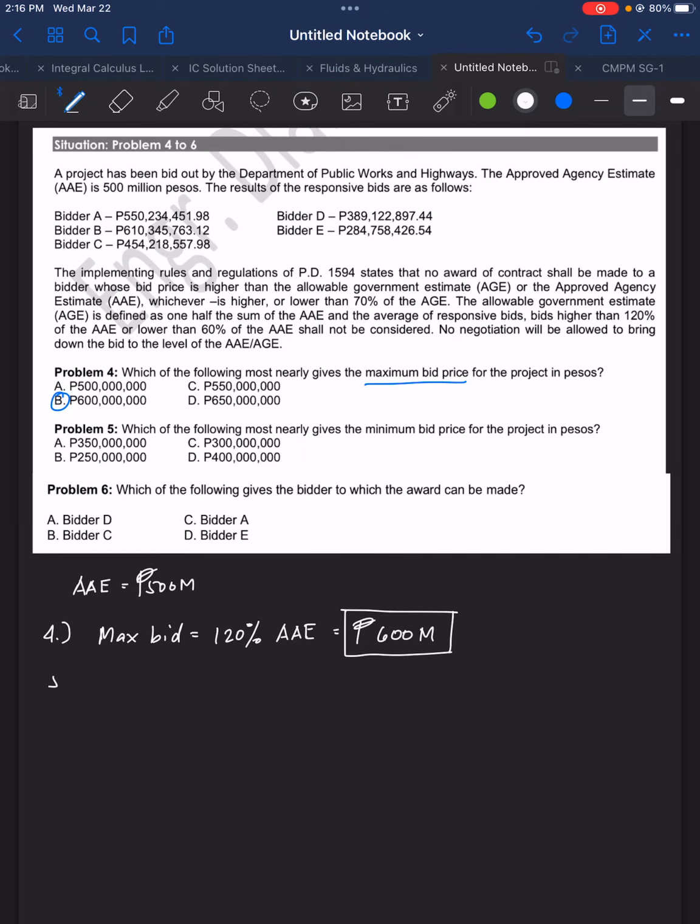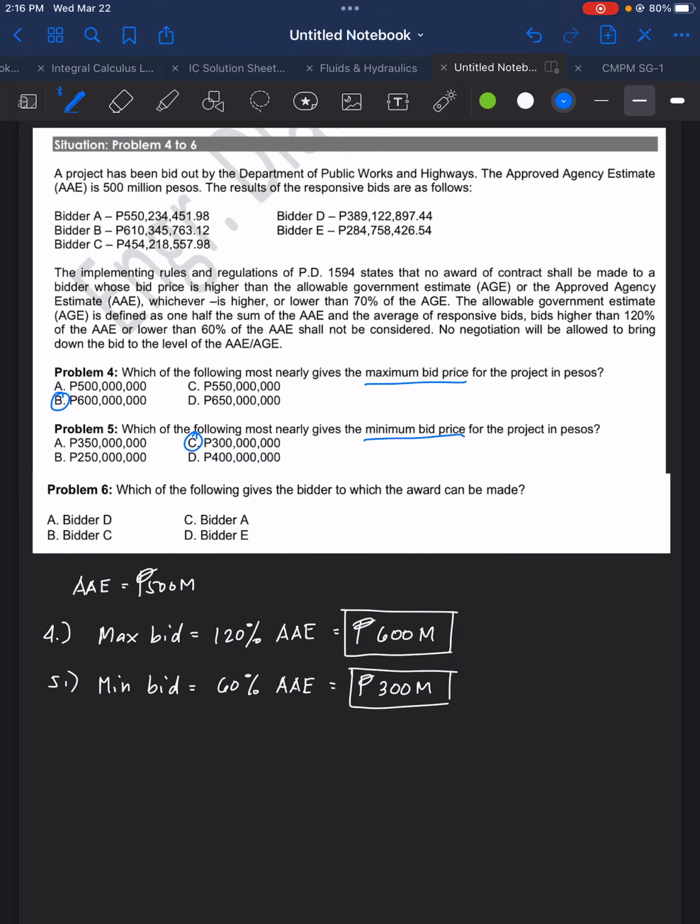Next, number 5. Which of the following most nearly gives the minimum bid price for the project in pesos? So again, for the minimum bid, that is 60% of the AAE. So that's already 300 million pesos. From the choices, that is letter C.